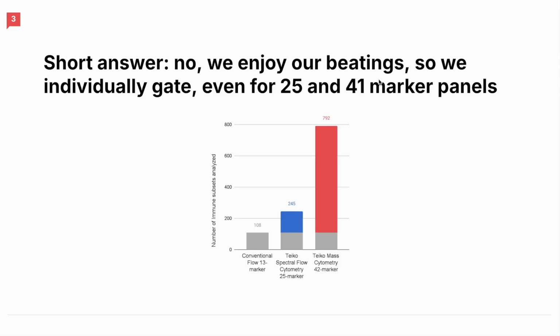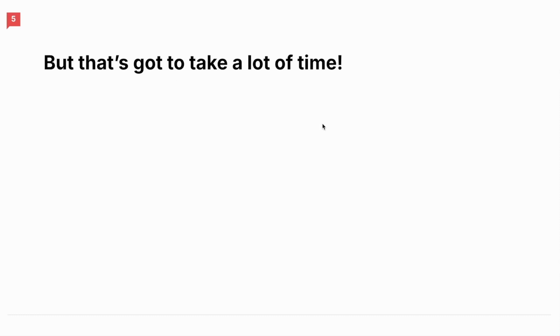You can get a sense of the scale of this problem. On the x-axis, you have different panel sizes from 13 markers to 25 markers to 42 markers. On the y-axis, you have the number of immune populations analyzed. In conventional flow with 13 markers, that's about 100 populations. Spectral flow is 245 theoretical populations, and as you get to mass cytometry at the upper end, you can get to 700 plus populations. So that's got to take a lot of time to measure all those populations.